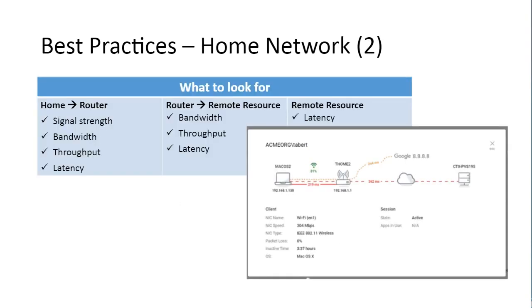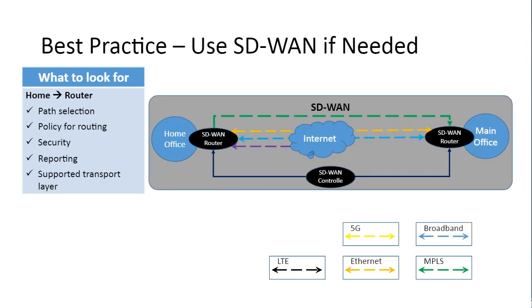We do have some best practices around there. You need to monitor the signal strength from the home to the router, from the router to the remote resource, and then the remote resource as well. Some users are more important than others, or actually more vital than others. For example, doctors absolutely positively need to get their remote resource. A doctor absolutely needs to be able to access their desktop.